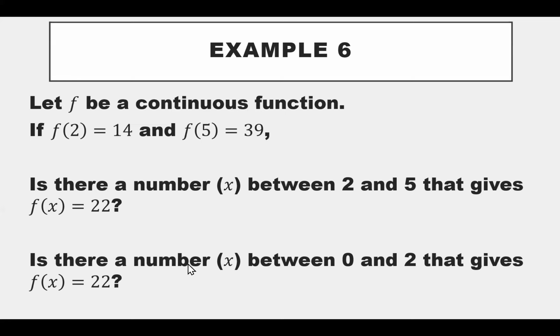On the other hand, if somebody says, is there an x value between 0 and 2 that gives f of x equals 22? You would say, well, we don't know. The intermediate value theorem does not guarantee that there's a number between 0 and 2. It only guarantees that there's a number between 2 and 5 that hits 22. So if we said, is there a number between 0 and 2 that hits 22? You'd say there may be, but there may also not be. It's not guaranteed by the intermediate value theorem.